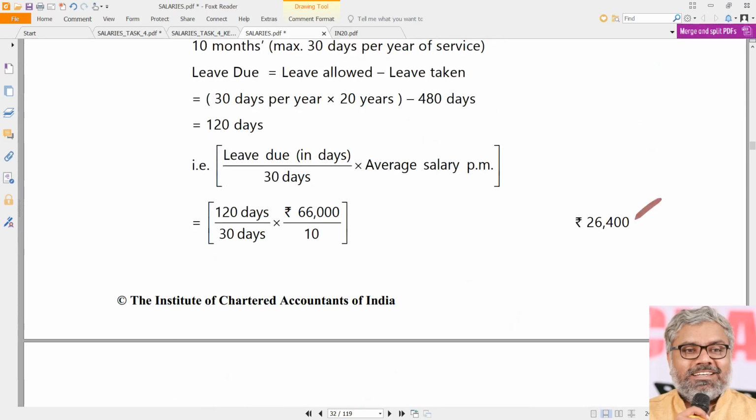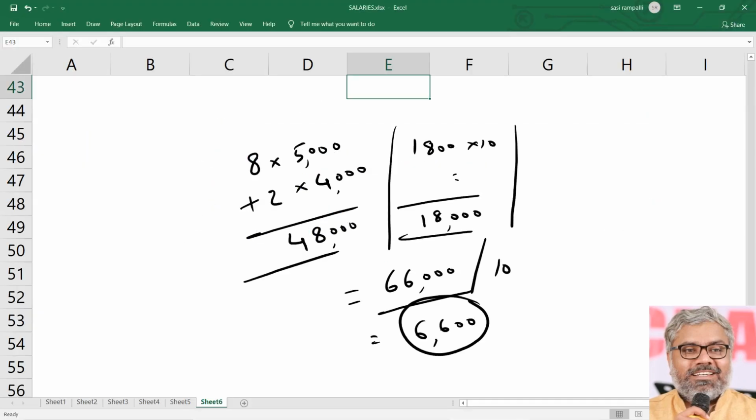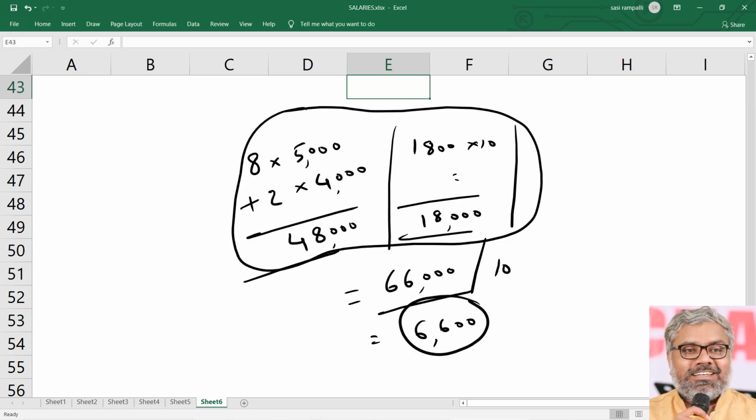And what is the important thing to be noted here? How to calculate average salary. For the 10 months preceding the date of retirement, we have to take average salary. This calculation will be required if there is any change in the salary during the past 10 months. Because there is a change here in the basic, this calculation will be required. So average salary calculation is very important. This is the first calculation, that is average salary calculation.